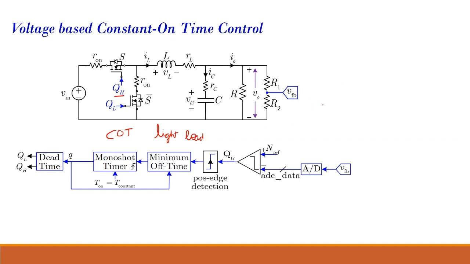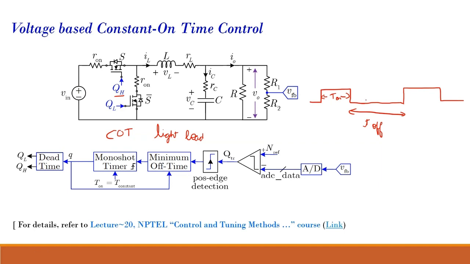First, we'll understand what constant on time control is. So this is my fixed on time. That is off for some duration, T off, and then again it will turn on and off. This on time is fixed. This off time changes depending on your controller and when it gets triggered.